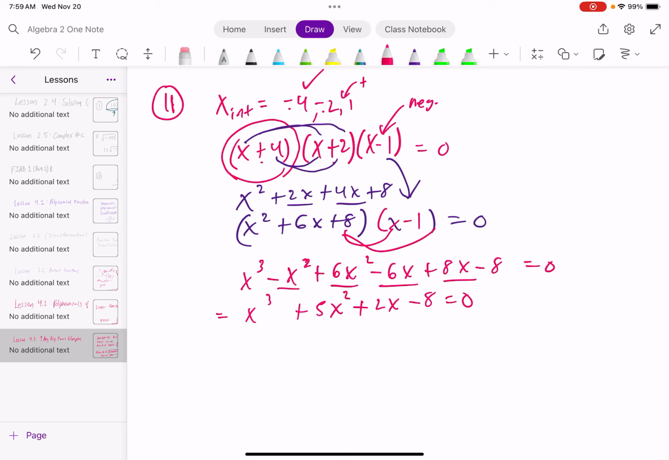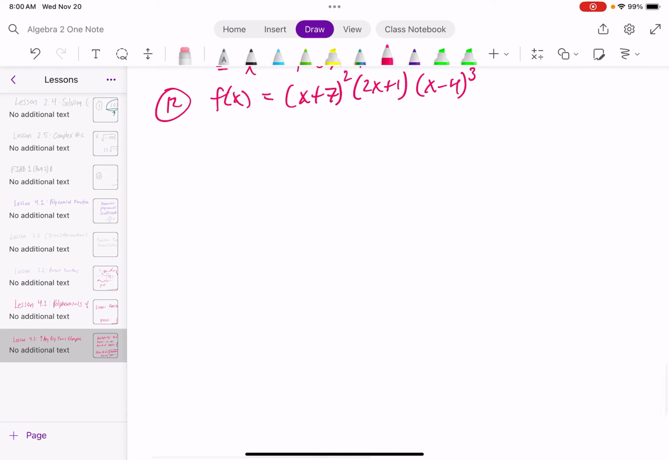Number 12. Identify the zeros and state their multiplicity. All right. So for this guy right here, let's get the zeros going. Remember, set y to 0 to get your x-intercepts.